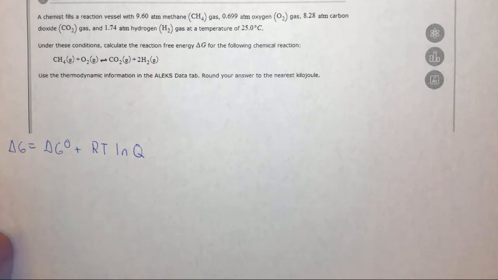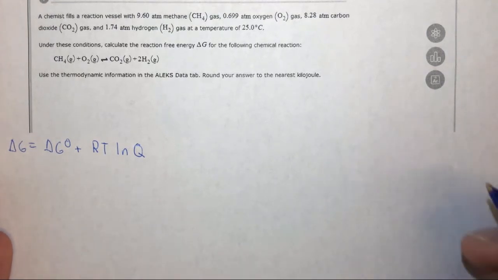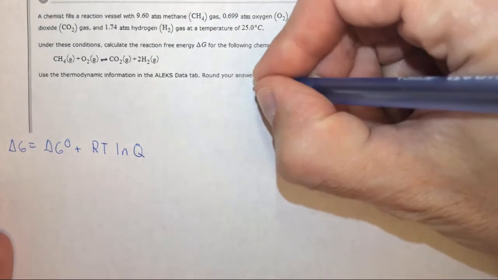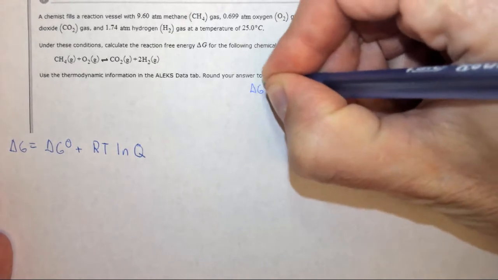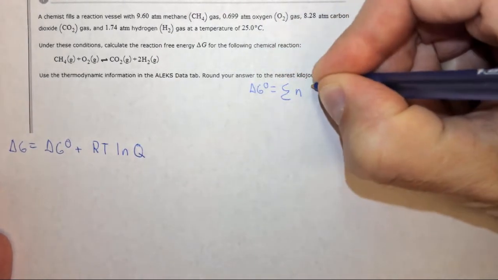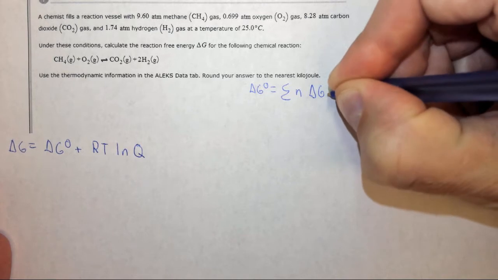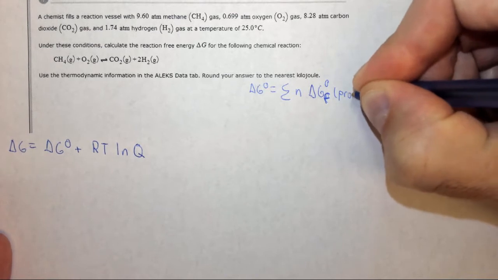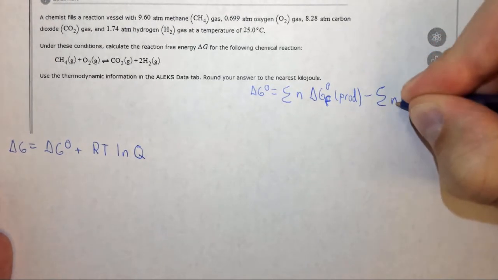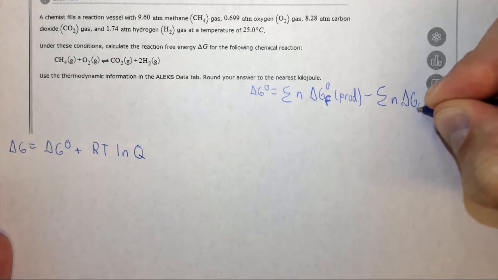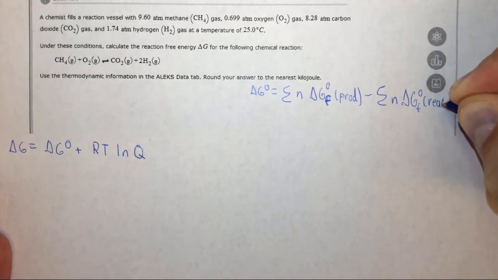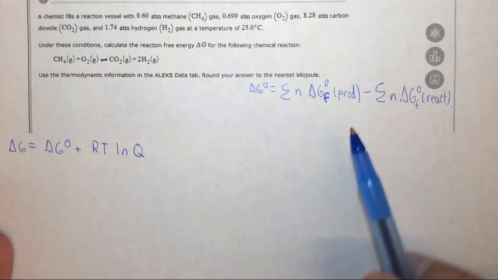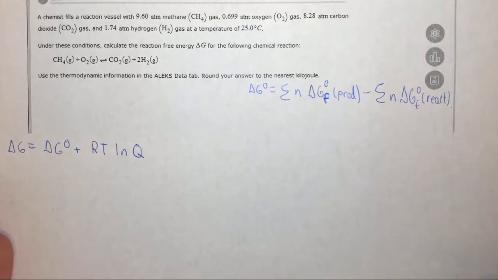But before we can do any of this, we need to find out what the standard change in free energy is. And to do that, we do it just like the previous problem on this playlist. It's just the products minus reactants. So delta G naught equals the summation of n times the delta G naught of formation, that's an f, for the products, minus the summation of n delta G formation of the reactants. And as I said, there's a previous problem on the playlist where we do exactly this, and you've also done this for entropy and enthalpy.